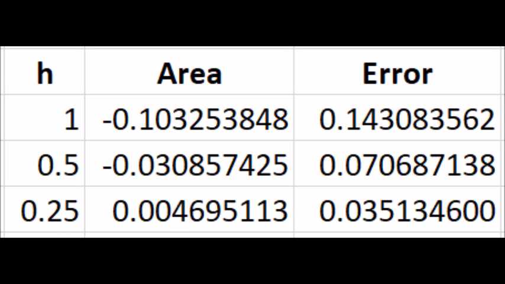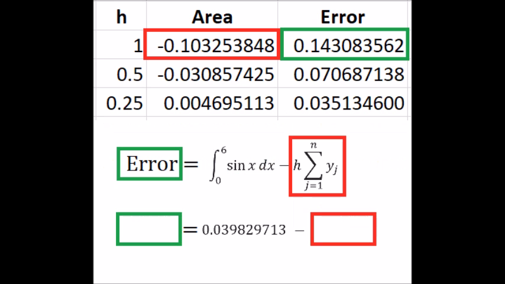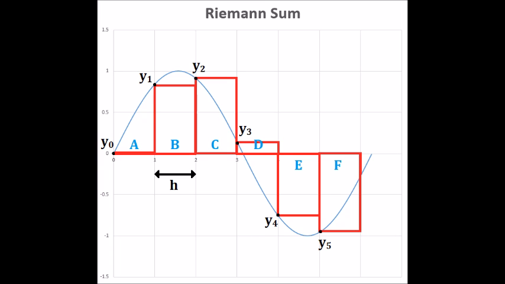This table summarizes the total area for 3 different mesh sizes. The error column is the true value minus our approximation. That process can be seen in color coordination here. Whereas I've only shown this for the first row, the same rule applies to the second and third row as well.